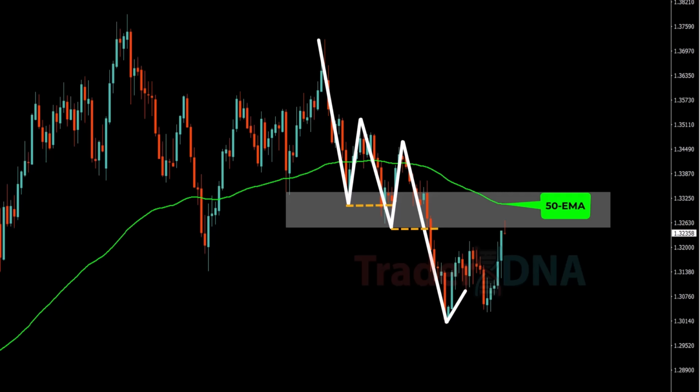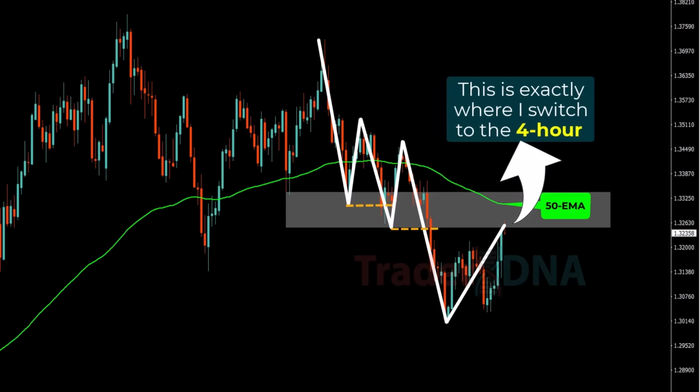Price is crawling its way back up into that key value area. And this is the exact moment we prepare for action. This is where traders who know what they're doing sharpen their focus, because this is the zone, the hot spot, where high probability sell setups are born.